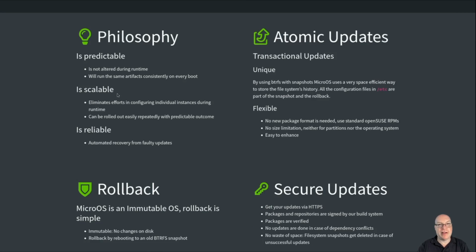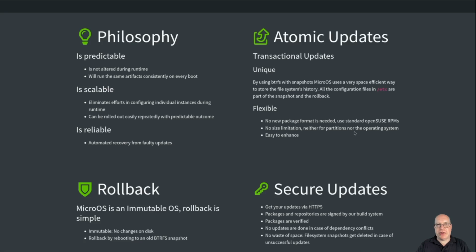So the philosophy for MicroOS is that it should be predictable, not altered during runtime, because it's immutable, read-only file system. It's scalable, so it can be very predictable in your rollouts for every unit. It is reliable, so automated recovery from faulty updates is included. So it uses the atomic update model with transactional updates. It uses BTRFS with snapshots. So it's very easy to rollback /etc should something happen to it, because that's where all the configuration files are stored, and it's read-write, not immutable.